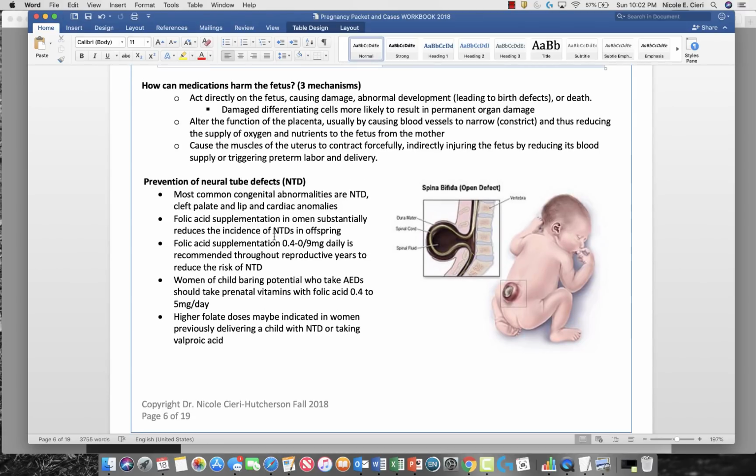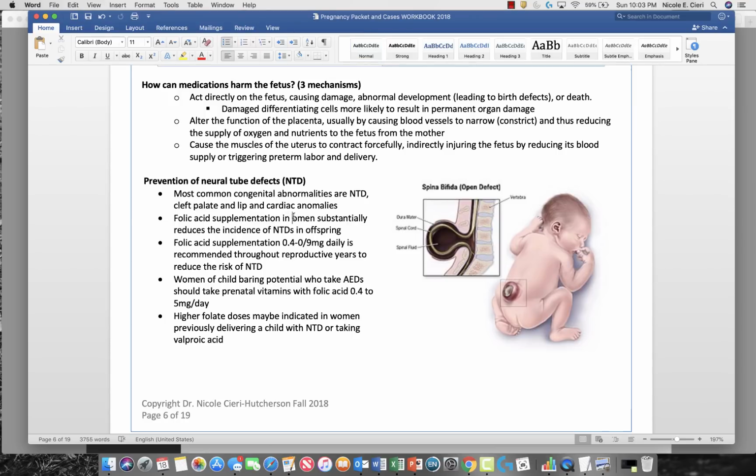The most common congenital anomalies are neural tube defects, or NTDs, and things like a cleft palate, lip, and cardiac anomalies. Folic acid supplementation substantially reduces the risk of neural tube defects in offspring. So most prenatal vitamins will have a certain amount of folic acid within the prenatal vitamin. And then any woman of reproductive age or childbearing potential should be counseled to take vitamins that contain a certain amount of folic acid in order to prevent neural tube defects.